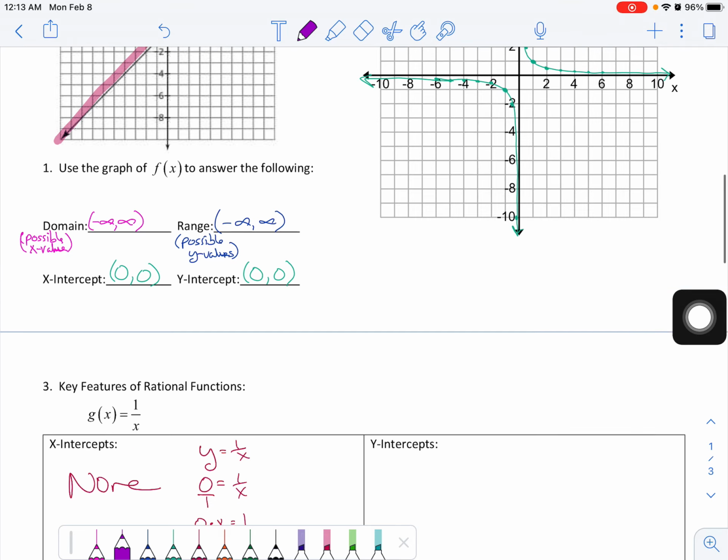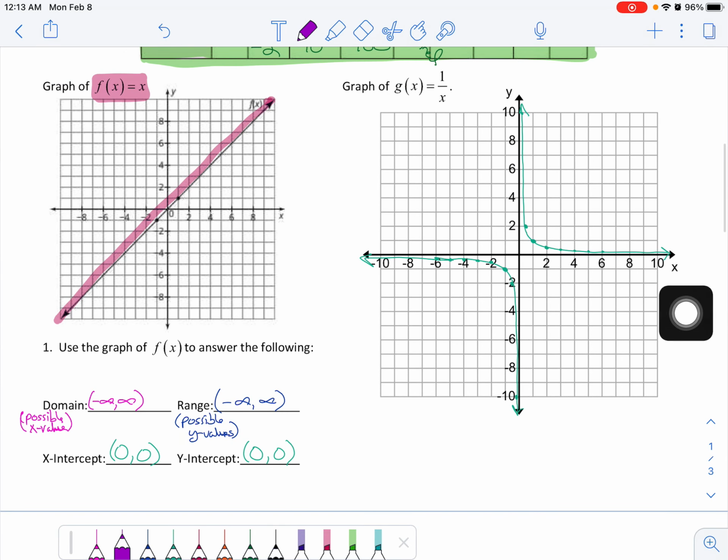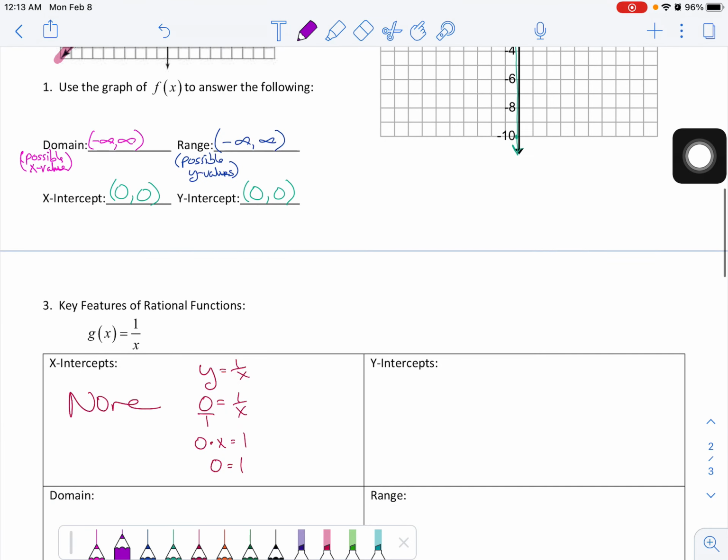Second thing I want to look for are my y-intercepts. So let me slide it up to my graph. And I want to look to see where I cross the y-axis. And I don't cross the y-axis. Okay, so y-intercepts, none.